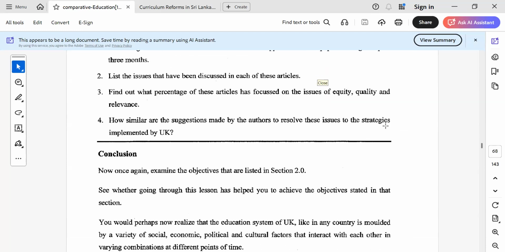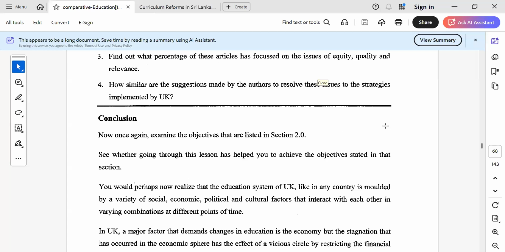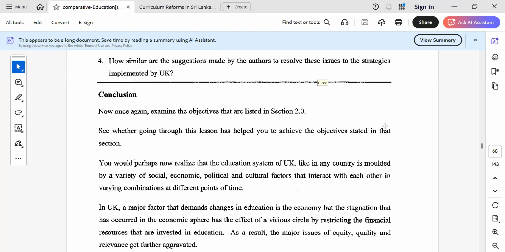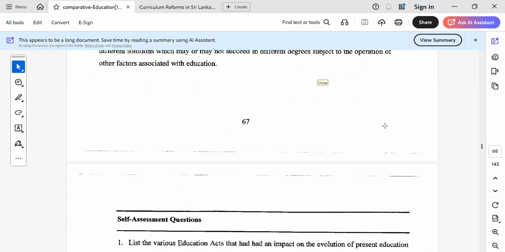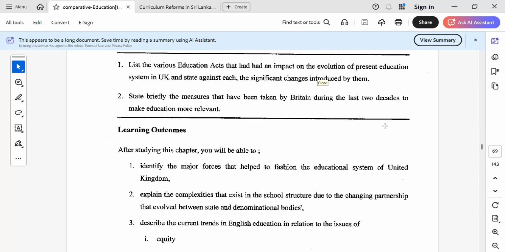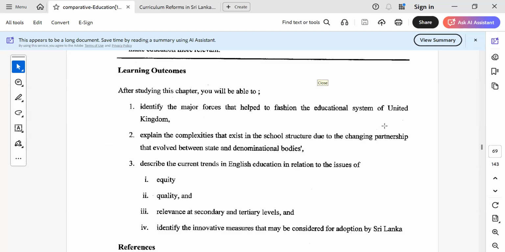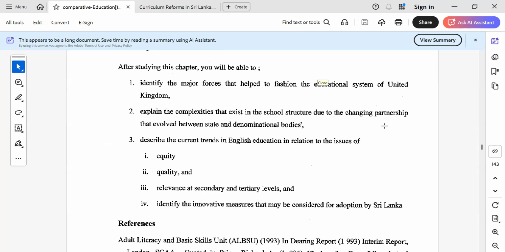So now, once again, examine the objectives listed in section 2 and see whether going through this lesson has helped you to achieve the objectives stated in the section, right? Identify the major forces that help to fashion the education system of the UK, explain the complexities that exist in the school structure, describe the current trends in English education in relation to the issues of equity, quality and relevance at secondary level and tertiary level, and identify the innovative measures that may be considered for adoption by Sri Lanka.